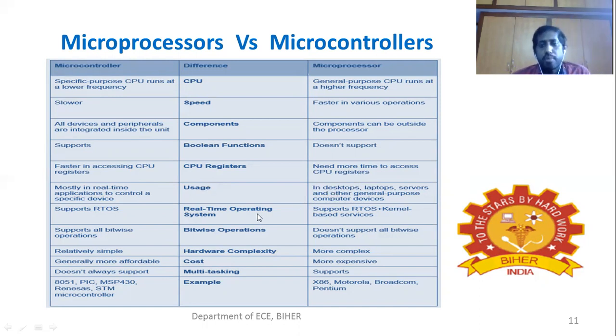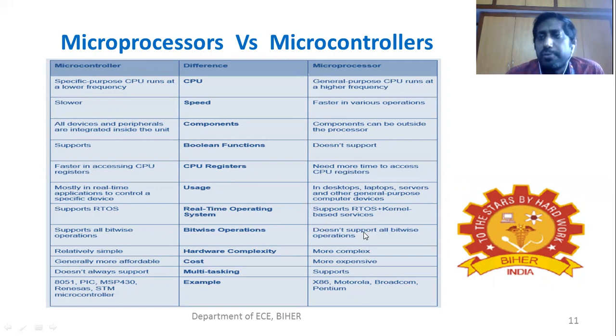And then real-time operating systems. A microcontroller supports a real-time operating system. A microprocessor is also supported. And it supports more than one OS because it's general purpose. Compared with this, a microcontroller is lower. A bitwise operation is supported by a microcontroller, but the microprocessor does not support all bitwise operations. So bitwise operation is specifically used for application-specific work.